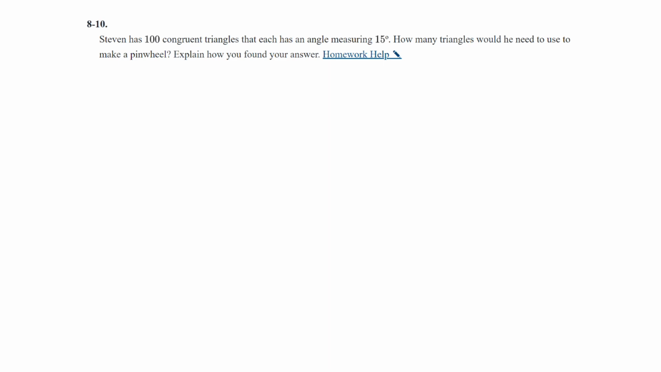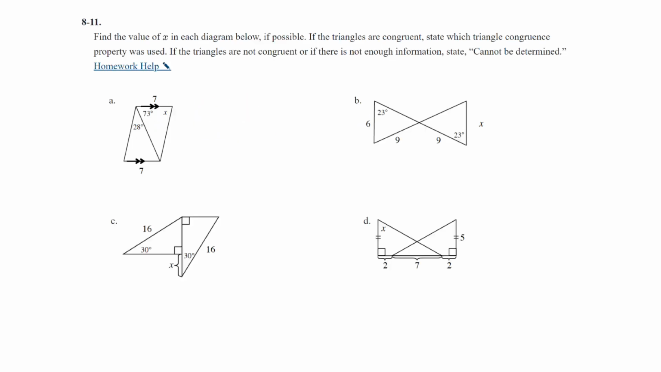So you're going to put all the 15-degree angles in the center. Therefore, you have, once again, 360 degrees that makes that full rotation. And if you divide that by the 15 degrees that you're always putting in the center, you will get a total of 24 triangles that you will need to create that pinwheel. So 24 triangles total is what you would need, thinking about that rotation, that circle where you're putting all the 15-degree angles.